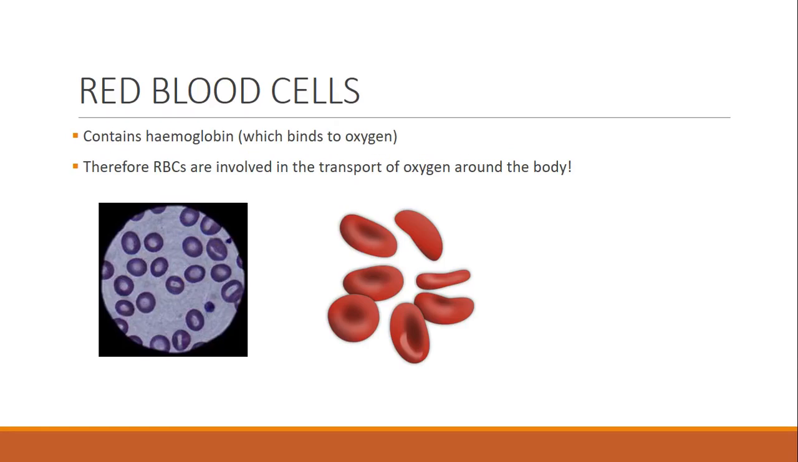The red blood cells, in a nutshell, are used to transport oxygen around the body. How do they do it? They contain hemoglobin right in the middle of their structure, which is what binds the oxygen. We say blood carries oxygen, but more specifically it's the red blood cells that contain the hemoglobin, which binds to the oxygen, allowing it to be transported around the body. So red blood cells are involved in the transport of oxygen, full stop.